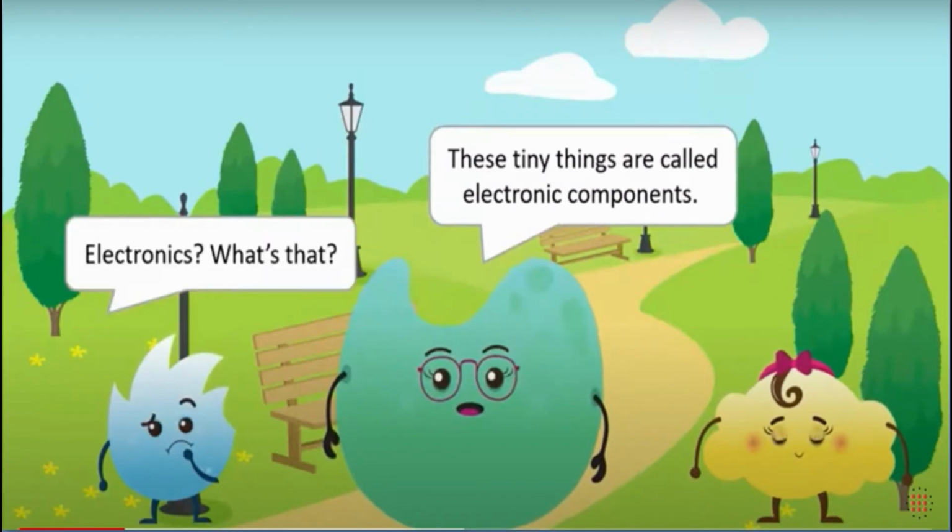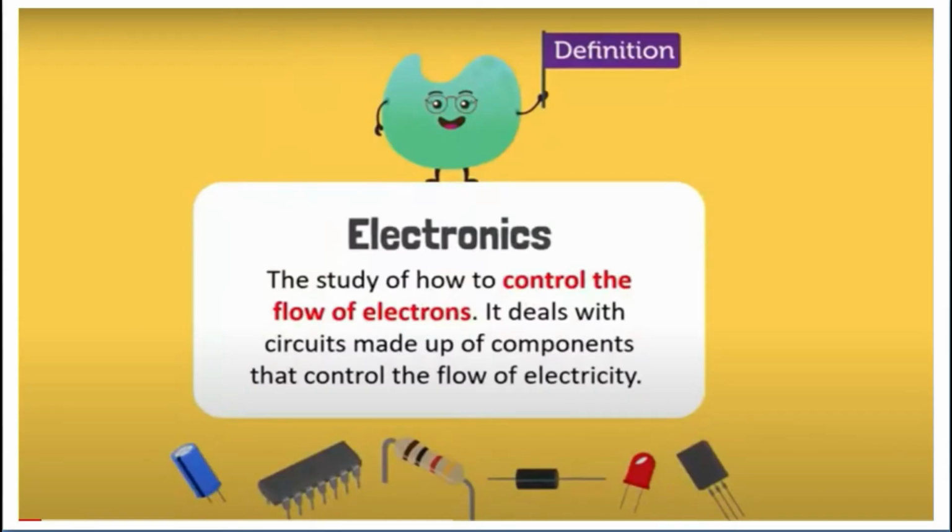Electronics? What's that? Let's have a look at the definition of electronics. It is the study of how to control the flow of electrons. It deals with circuits made up of components that control the flow of electricity.